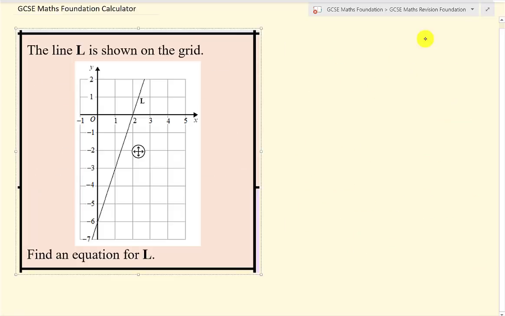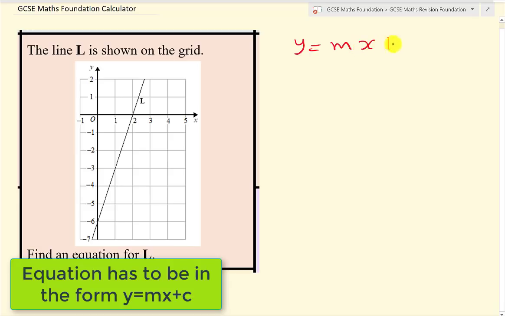Next, we have equation of a line. The line L shown on the grid. Find an equation for L. So first of all, when we find an equation of a straight line, we need to find the gradient, how steep the line is, and we need to find the y-intercept. And our equation has to be in the form of y equals mx plus c.